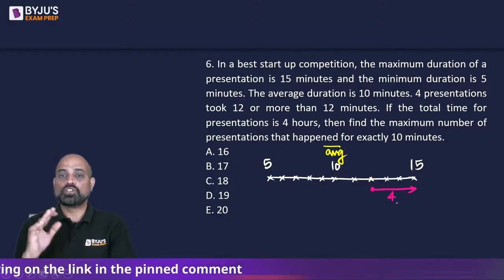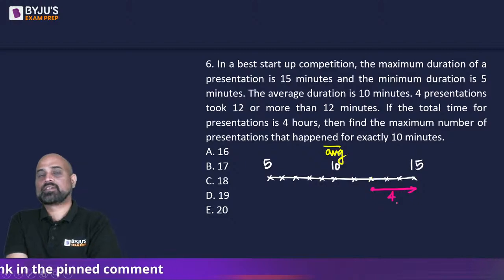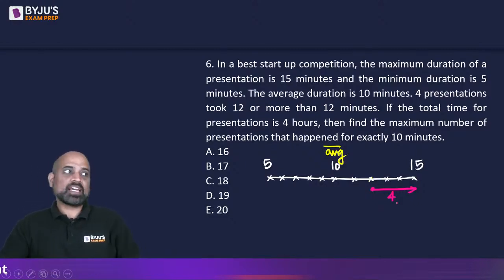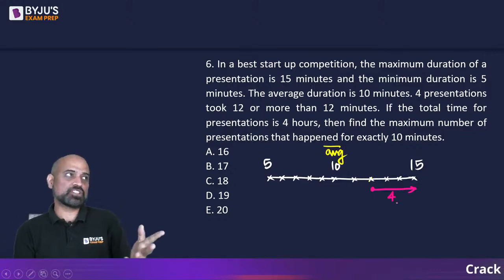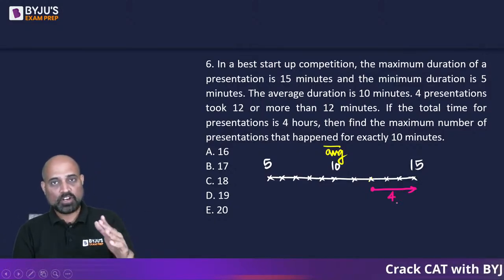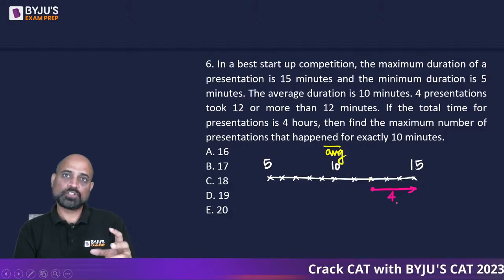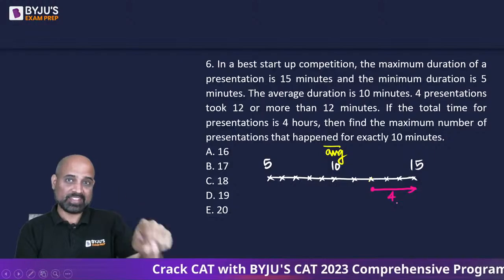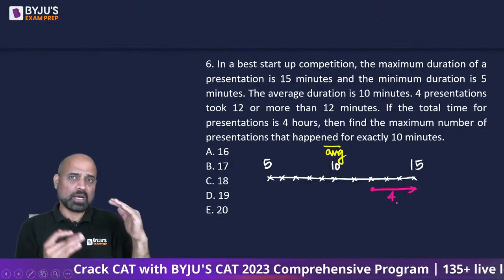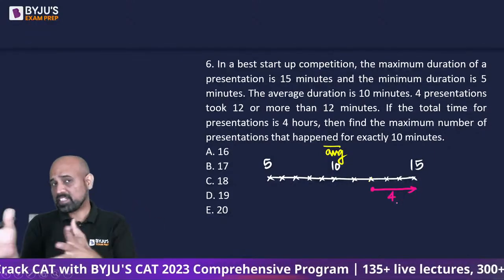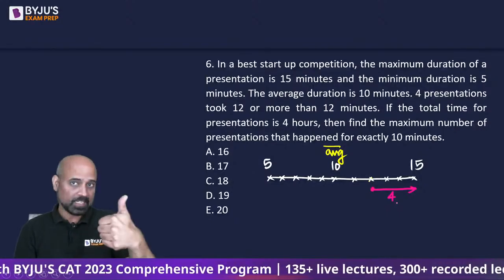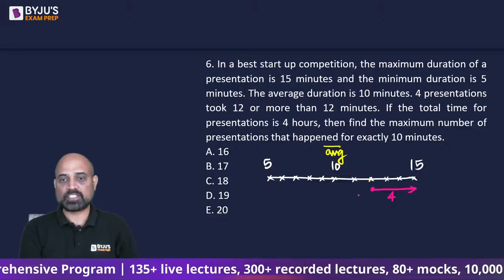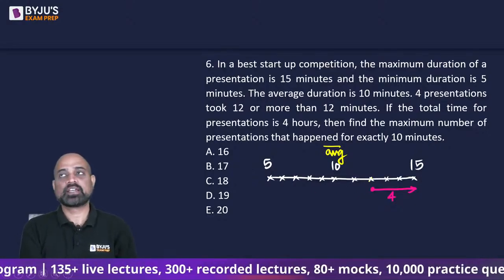See, if I want to compensate this, and my sum is fixed, can I say that the maximum number of presentations that I can fit in 4 hours is going to be at the 10-minute mark, when the fewest presentations compensate that deviation? That is the first logic. We need to find the minimum number of presentations that will compensate this.